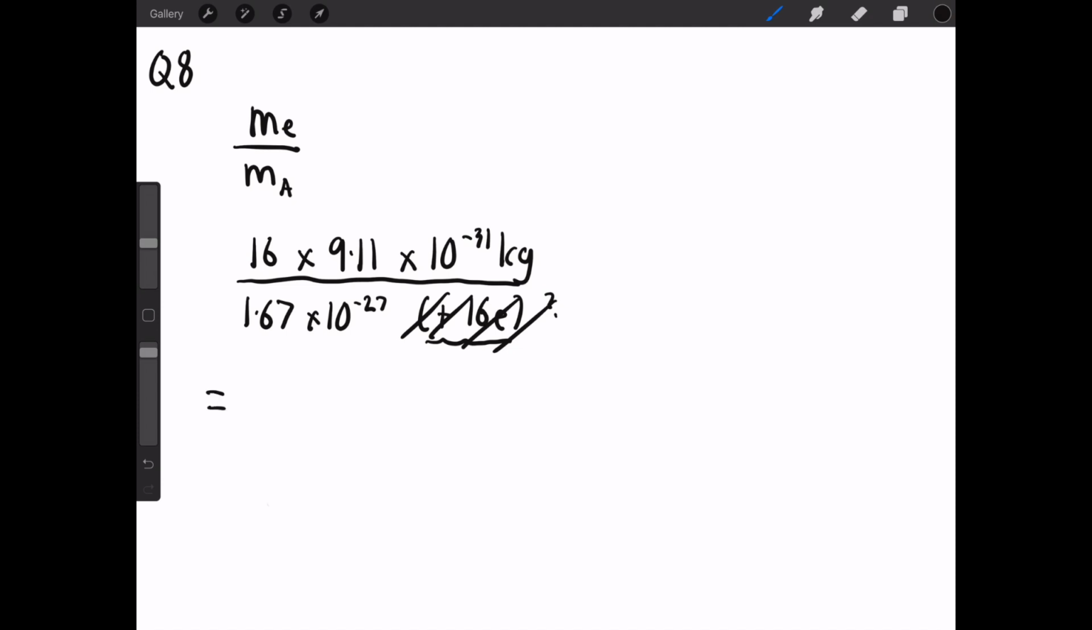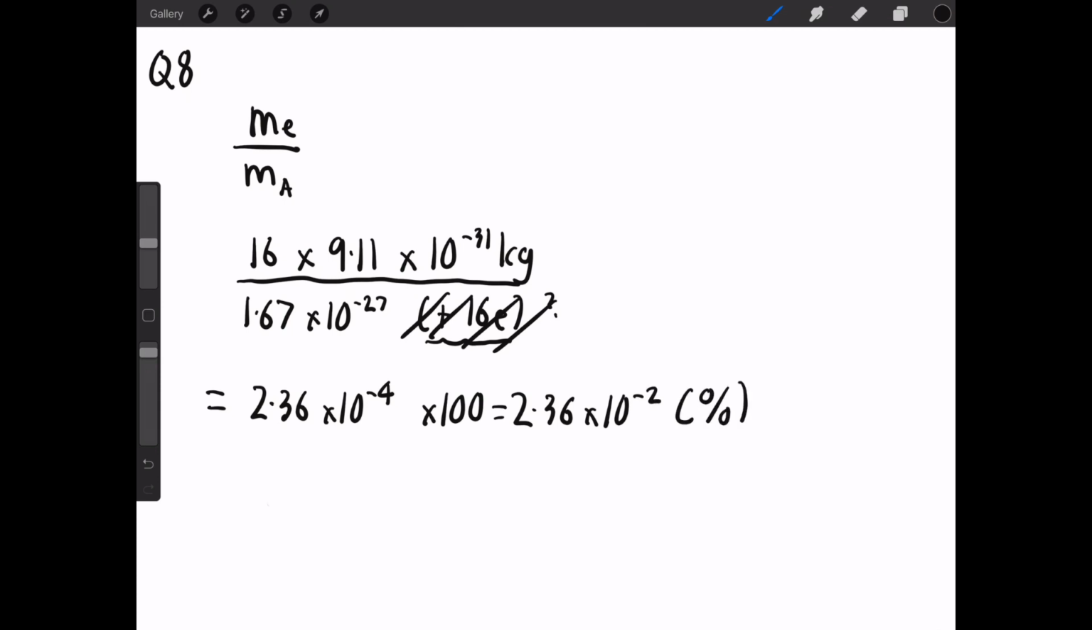So that gives us a ratio of 2.36 times 10 to the minus 4. It wants the percentage, so we'll multiply that by 100 to give us a percentage. That's easy enough, just change the indices, which will give us 2.36 times 10 raised to the minus 2, which is our answer as a percentage. No units, it is a ratio. And that's it.